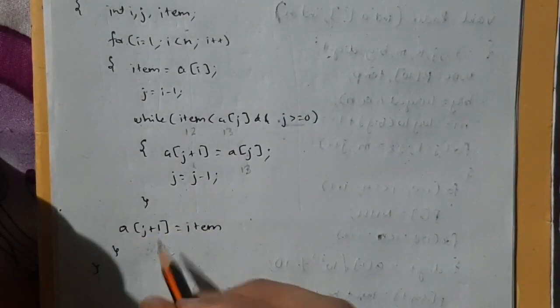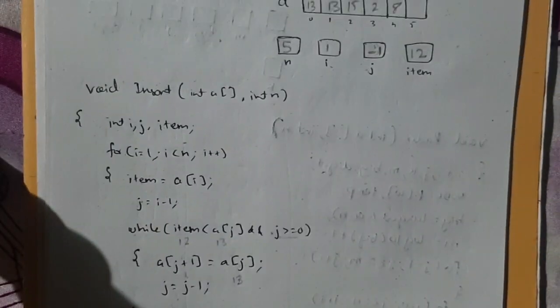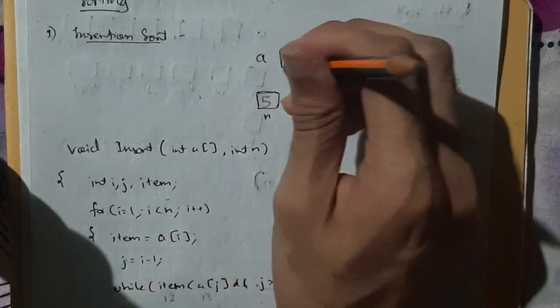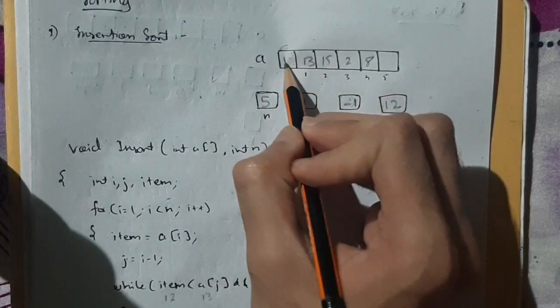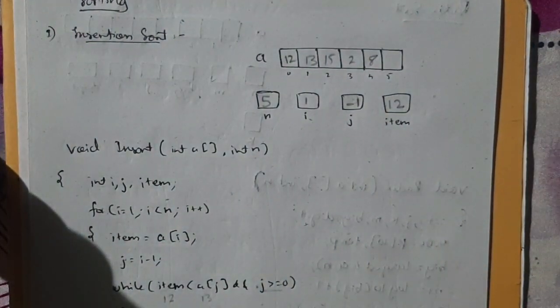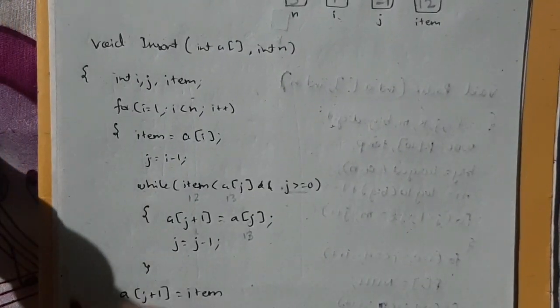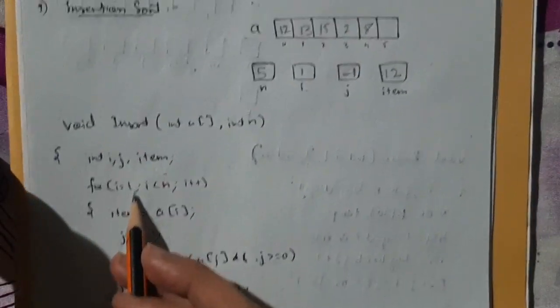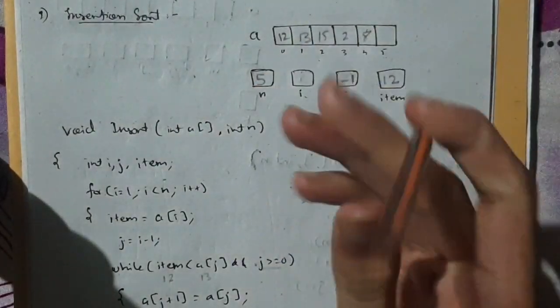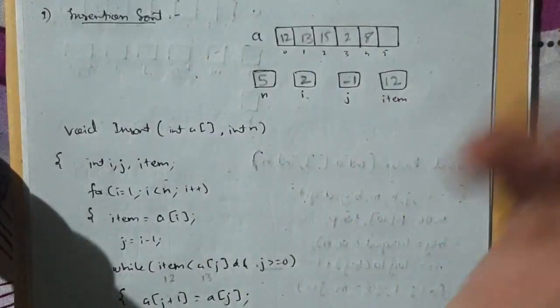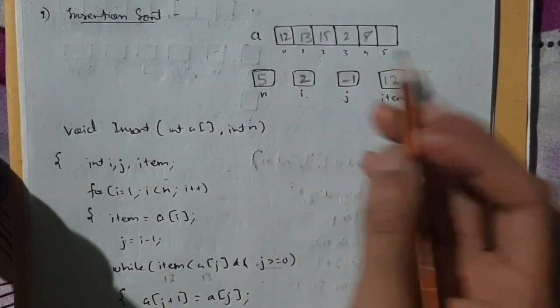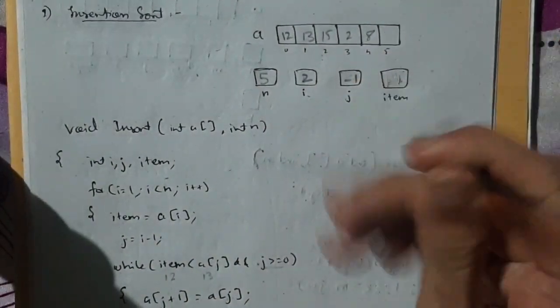What is a of 0? A of 0 should be item. What is item? Item is 12. A of 0 should be 12. What is a of 0? This one. This should be 12 now. Okay, after doing this, then you will come to the for loop here. i plus plus, i will become 2. So just make here 2. Now when i is 2, item is equal to a of 2. What is a of 2? 15. Item will become 15.